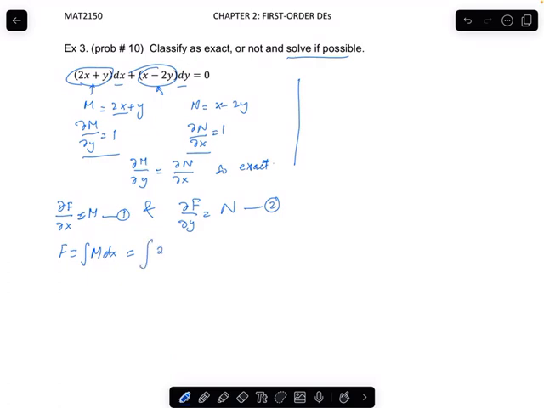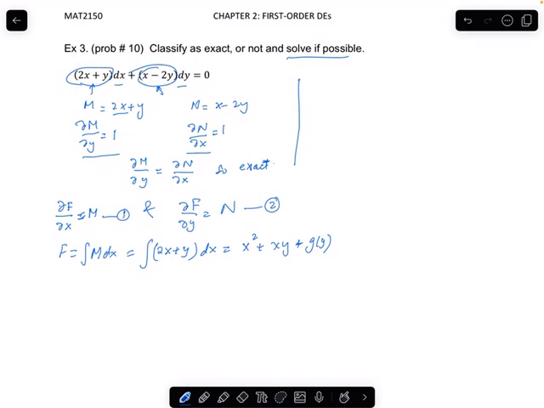So M was 2x plus y, so integrating 2x plus y dx will give me 2x squared over 2, so x squared plus xy, and then plus a function of y, so g of y.